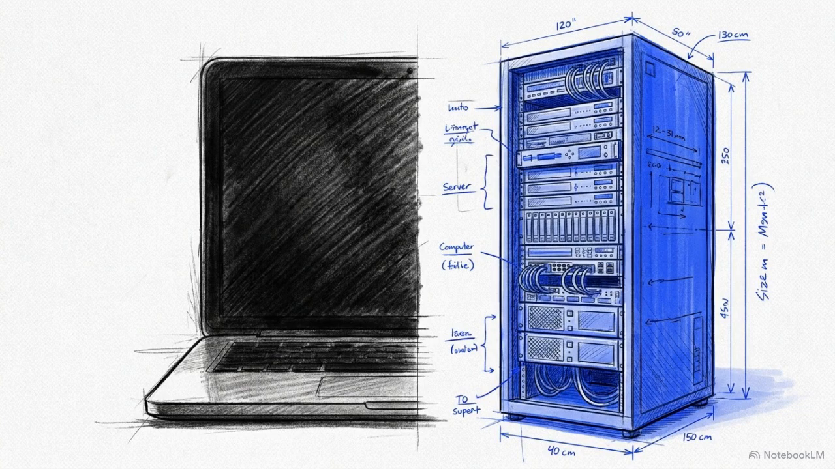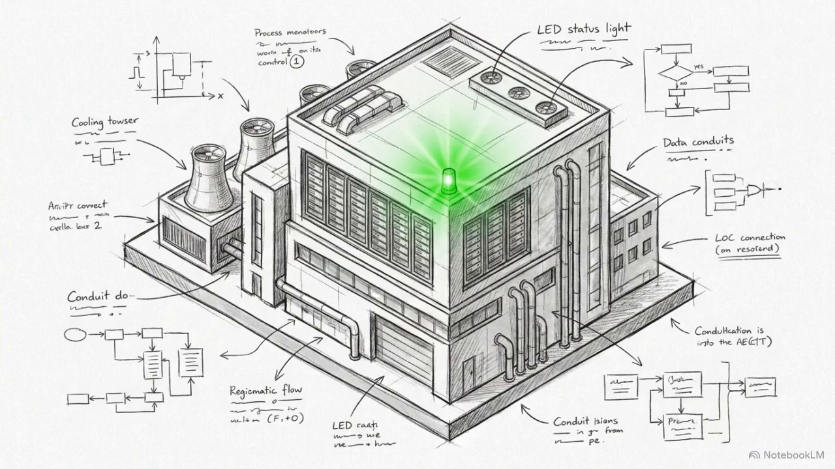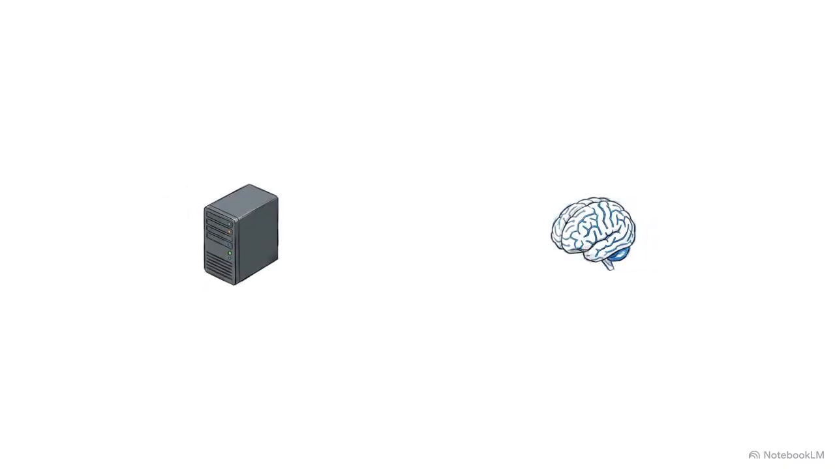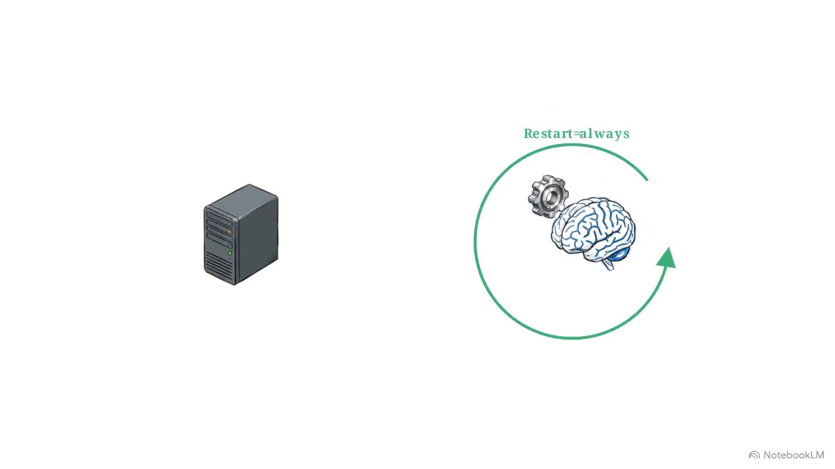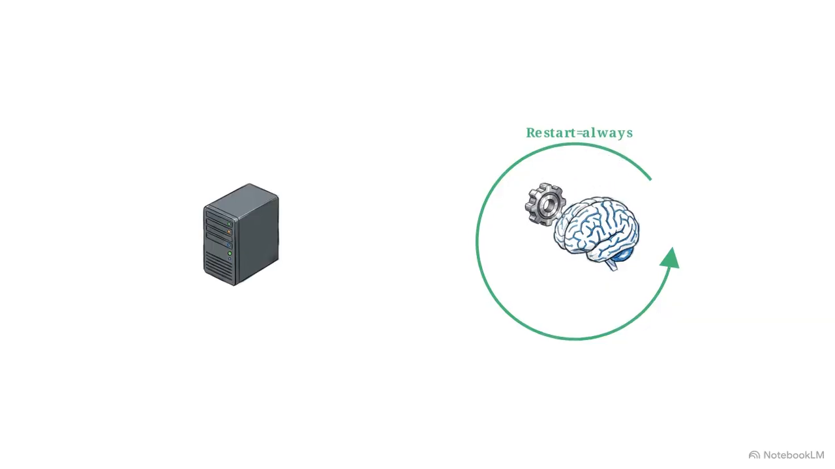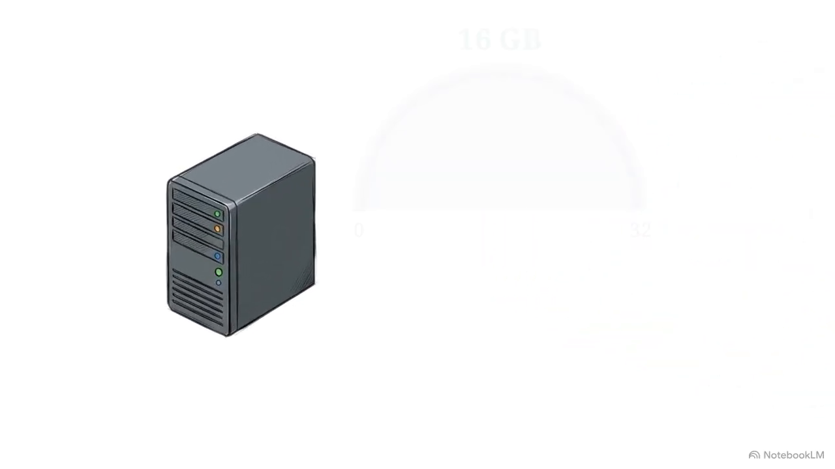A virtual private server gives your agent a dedicated remote home that stays online 24/7. In this video, we are going to build a fully independent automation system. We will secure a fresh remote server, deploy a completely private local AI model, and wrap it in a system manager so the agent automatically restarts itself if it crashes.